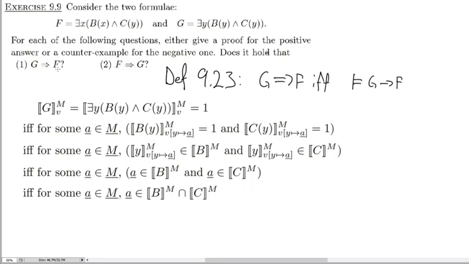So now let's check if f is a logical consequence of g, i.e. that g implies f is true. The only way for this to be false is if g is true, but f somehow ends up being false. Now think, is there any way that we could make this false, so that you could find some kind of structure and valuation such that g is true and f is false?